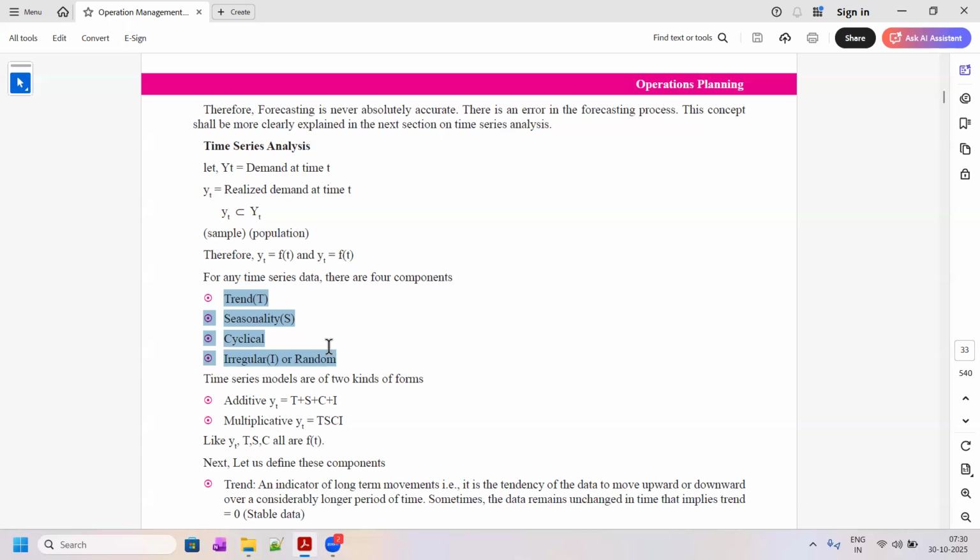Sometimes there are many products that don't follow any pattern, and they follow random movement. So those things we study under irregular or random behavior.